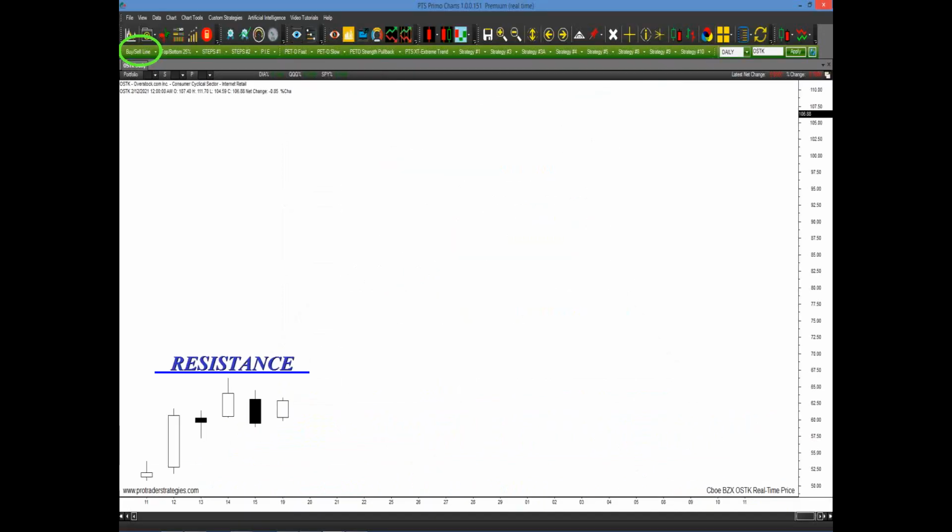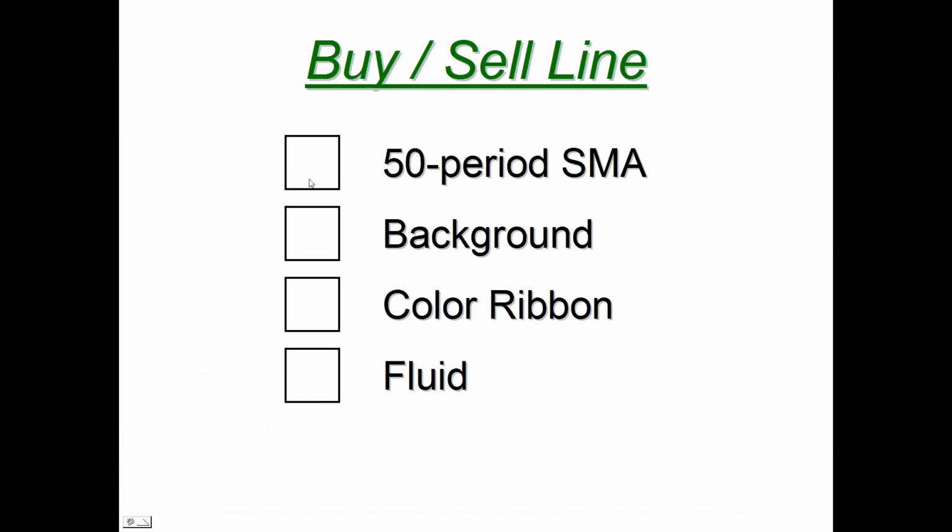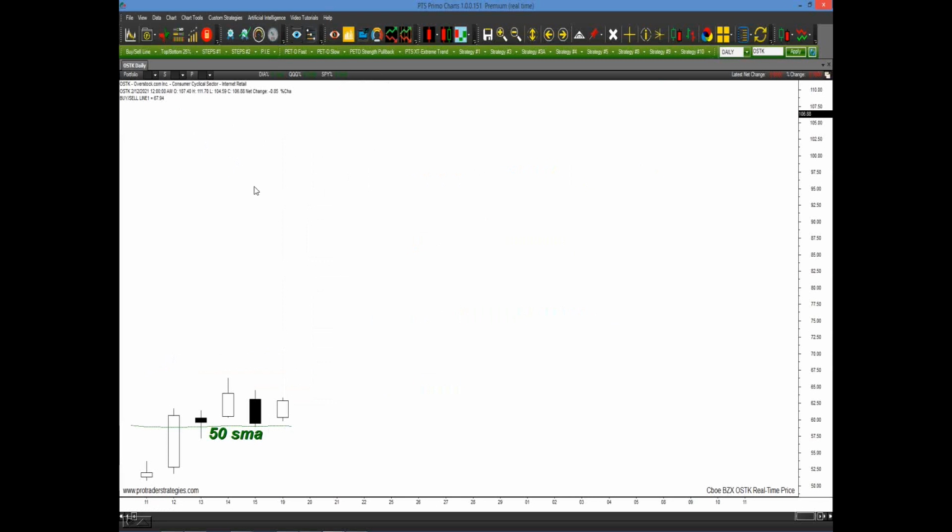Remember, on our platform, if I backtrack here, it's right here in the upper left-hand corner, buy-sell line, and we have 4 separate different ways to view the buy-sell line. Let's just pick the simplest, which is a 50-period simple moving average. Click that on and ask yourself, where is price in relation?